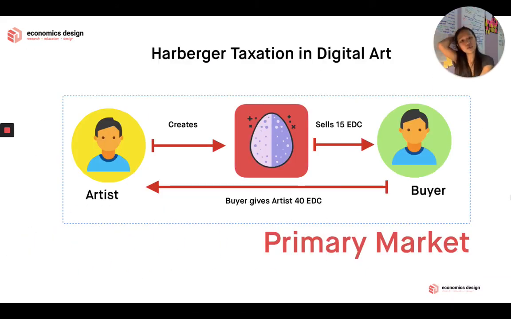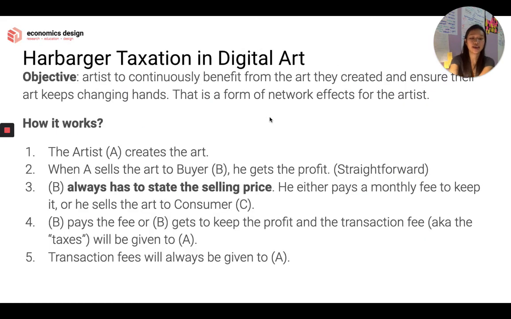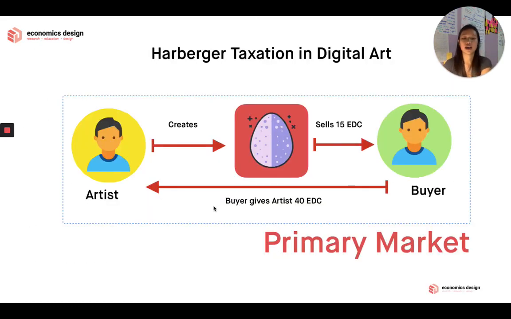Okay, so this is how it works in digital art. We're talking about the primary market. We talked about primary and secondary market last lesson as well. Firstly, an artist creates art. So this is like a little egg, and it will hatch, or it's just a fancy art in a block. Then he sells it to the buyer. He prices it at 15 coins, and the buyer thinks that it's worth it.